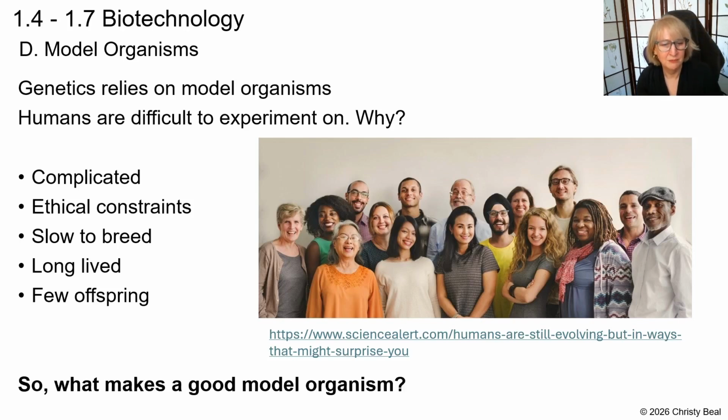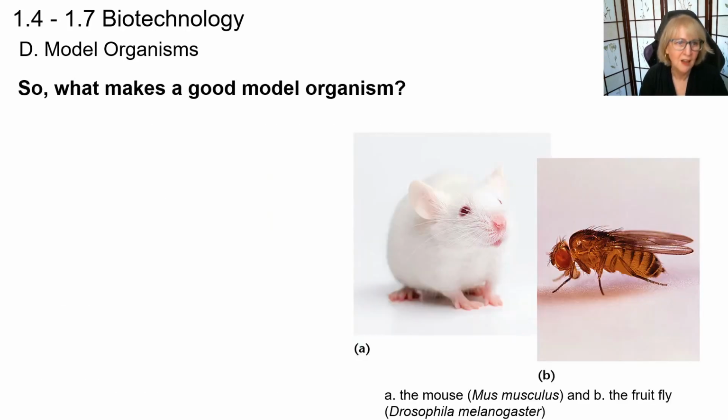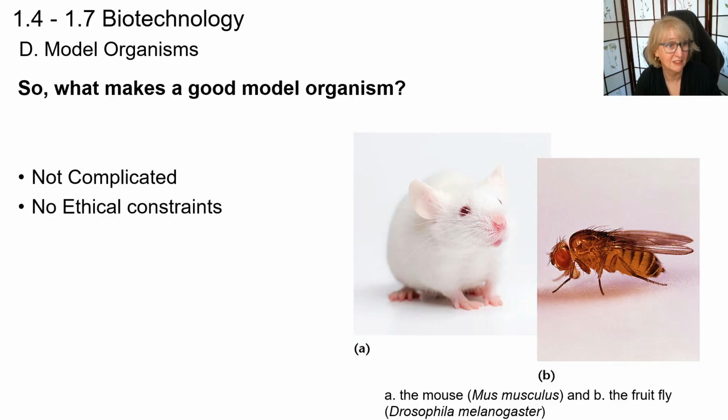So what makes a good organism? People, elephants, and orcas are all terrible research organisms, but they're really interesting. I have to do my research in an organism that is a better model, something that I can reasonably understand in my own lifetime. Mice and fruit flies are famous genetic model organisms. They're not as complicated as us. Mice are pretty complicated, and so are fruit flies, but not as complicated as us.